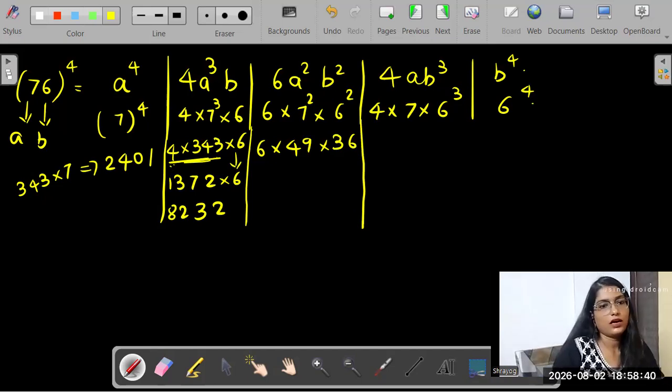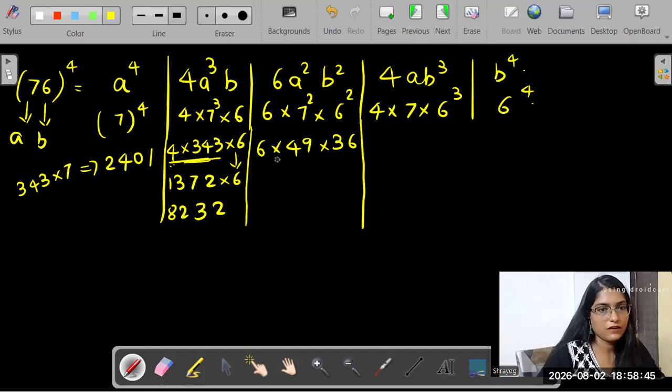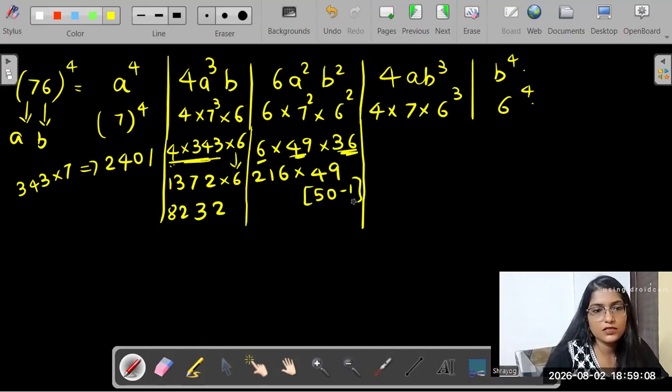Here, either you can do it the way we have always learned, or you can do the crisscross multiplication technique, or I'll show you how to do the bracket multiplication here. Now, first take this 6 and multiply it with 36. I get 216. And this 49 will come as it is here. Now, this 49, I can write as 50 minus 1. And this 216 will come as it is in the answer.